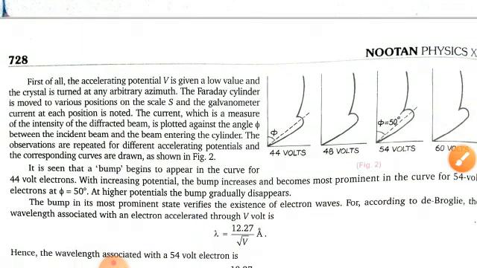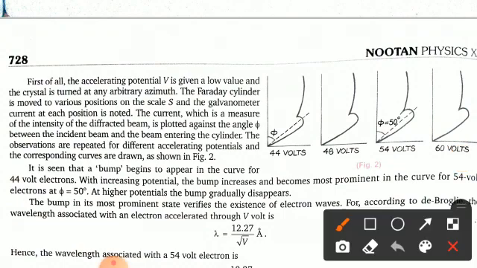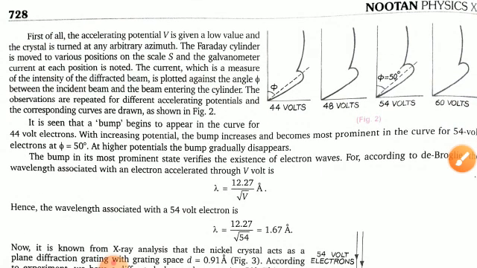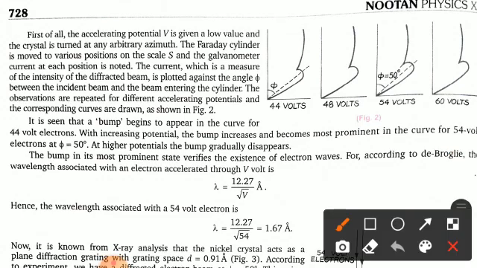Clear? Now here you can see these are the graphs given in figure number 2. So what's going on? First of all, the accelerating potential V is given a low value and the crystal is turned at an arbitrary azimuth. The Faraday cylinder is moved to various positions on the scale S and the galvanometer current at each position is noted. Now the current, which is a measure of the intensity of the diffracted beam, is plotted against the angle phi between the incident beam and the beam entering the cylinder. The observations are repeated for different accelerating potentials. Clear? The corresponding curves are drawn in figure number 2.